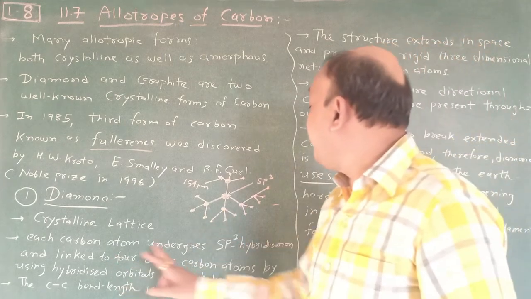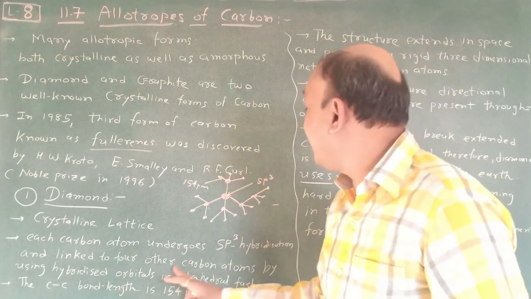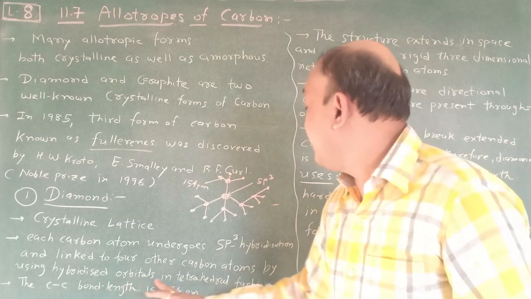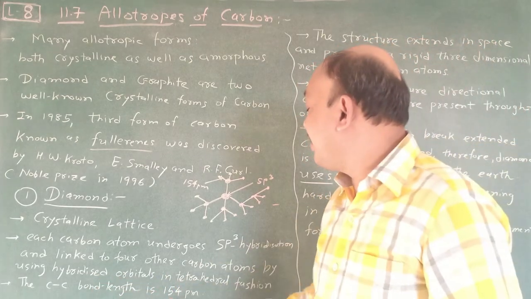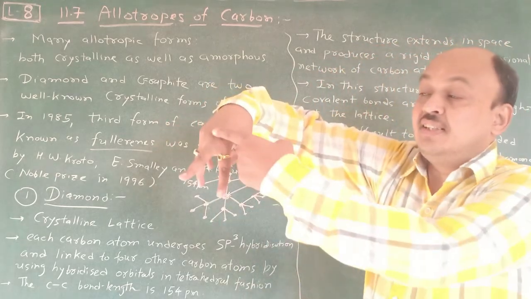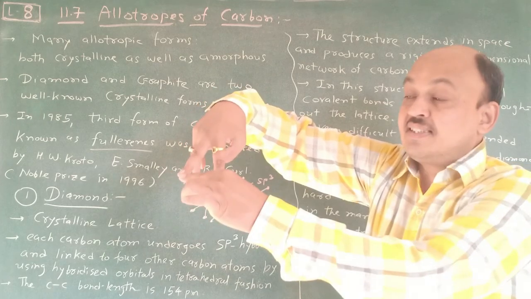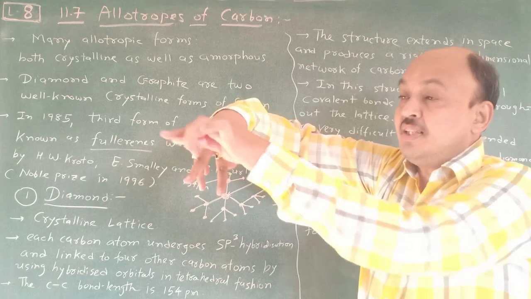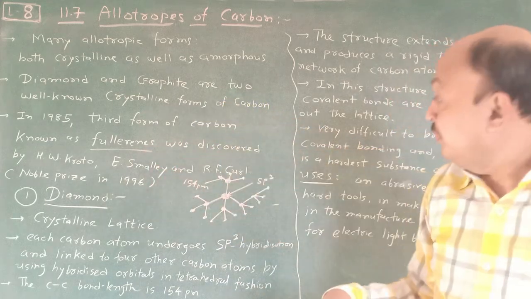Each carbon atom undergoes sp3 hybridization and is linked to 4 other carbon atoms by using hybridized orbitals in tetrahedral fashion. The C-C single bond length is 154 picometer. Just like tetrahedral, you see, this carbon, this carbon, this carbon, this carbon, and another carbon. This carbon and another 3 carbons. And that's why tetrahedral is there.